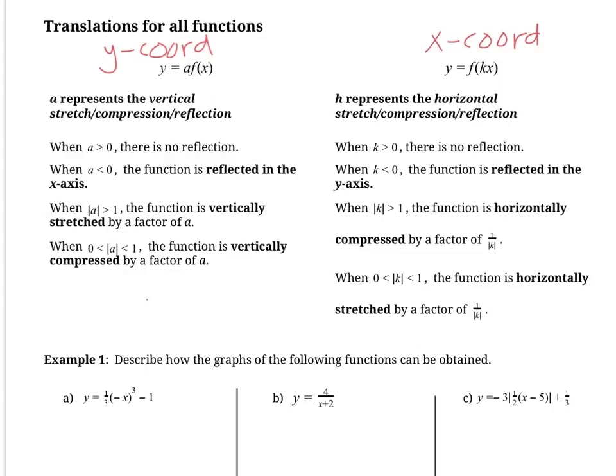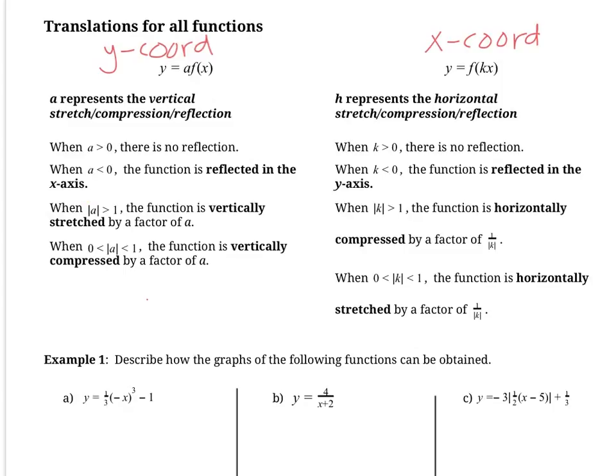So the y coordinate, because we already have our equations isolated for y, is very straightforward. The x coordinate is a little bit more backwards, and we know the reasoning for that. So just in general, when this a is greater than 0, there's no reflection at all. Same with when k is greater than 0, there's no reflection. But if a is less than 0, there's a reflection in the x-axis.